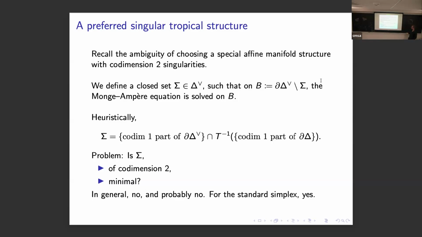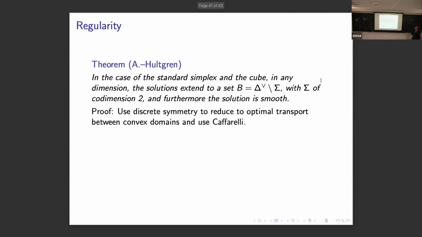So it works quite well for the standard simplex. So then we can compute this set, it's codimension 2, and it's minimal. And for the simplex, we could do quite a bit. So for the simplex and also the cube, in any dimensions, we find the set where the solution extends. It's codimension 2, and we also have a regularity theory for the solution on this set. So it's completely smooth. So let me discuss that. So maybe let's start with this setup.